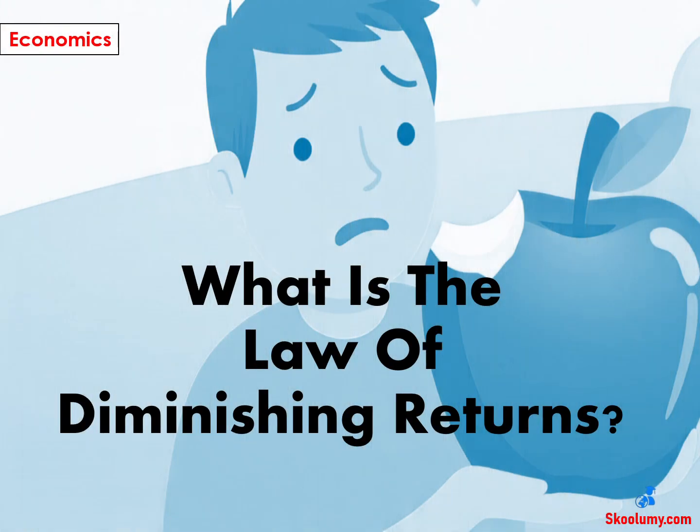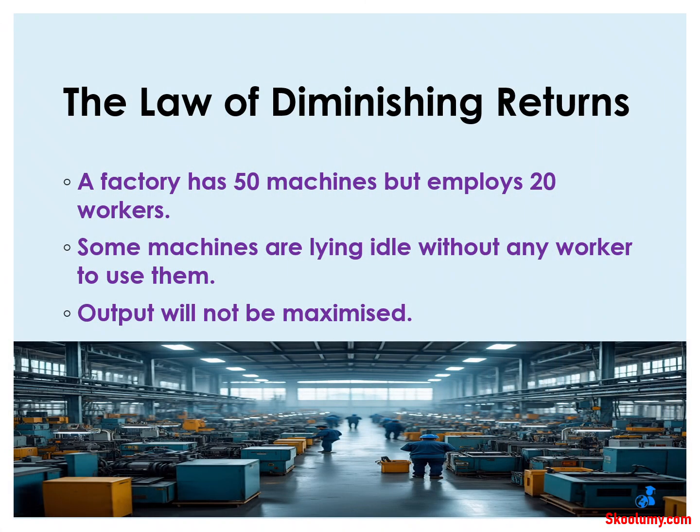What is the law of diminishing returns? Assuming a factory has 50 machines but employs 20 workers, it cannot maximize the use of the machines, and output won't be that high. There are some machines lying idle without any worker to use them.